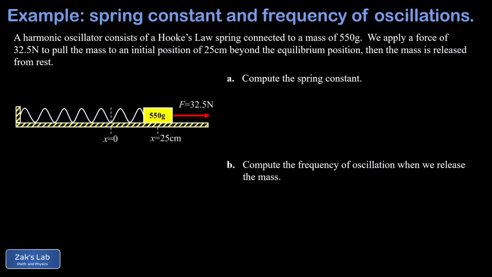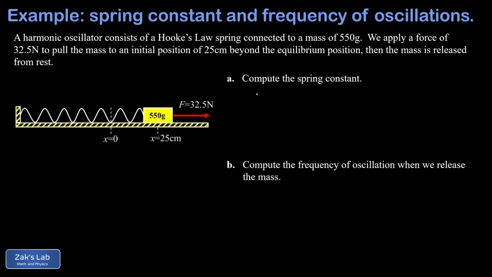In this video, we're looking at a simple harmonic oscillator, and we're told the force that it takes to pull this thing 25 centimeters from the equilibrium position. That takes 32.5 newtons. And we're given the mass of the oscillator. In part A, we're going to compute the spring constant, and then in part B, we're going to get the frequency of oscillations when we let the thing go.